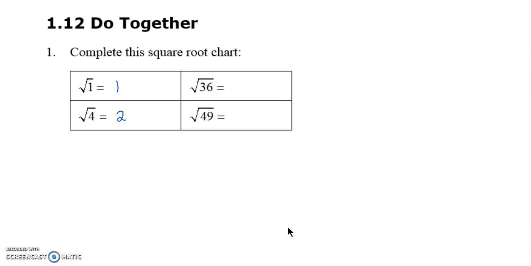What number multiplied by itself makes 36? 6 times 6 makes 36. So the square root of 36 is 6. And what multiplied by itself makes 49? The square root of 49 is 7, because 7 times 7 makes 49.